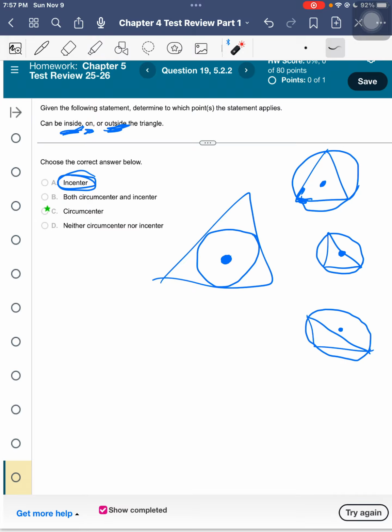If you guys know 5.3, you should be able to tell me when another point of concurrency can also be inside, outside, or on your triangle. There's another point, right? If you know it, good. If not, we'll just get to it when we get there, okay? So for now, between incenter and circumcenter, the only time when your point of concurrency can be in, on, or outside the triangle is for circumcenter.